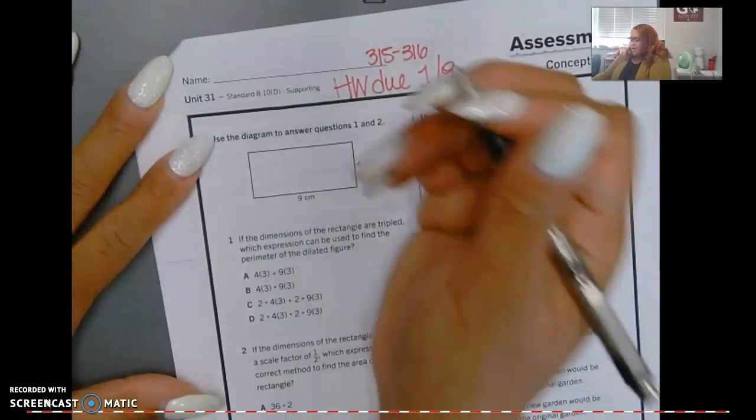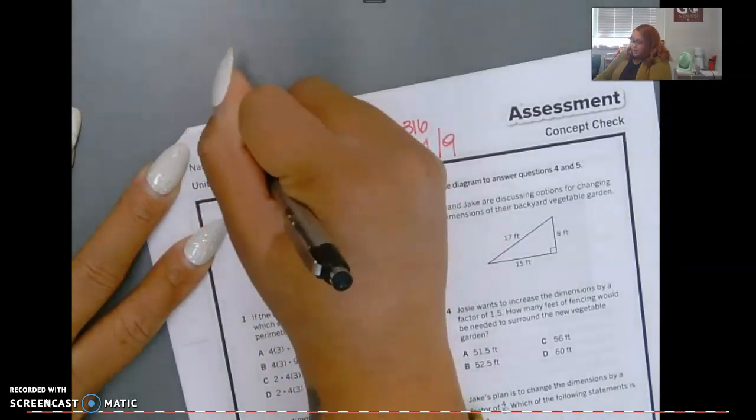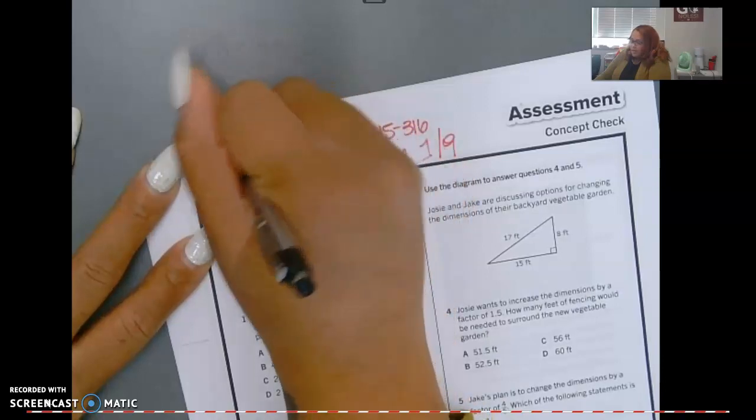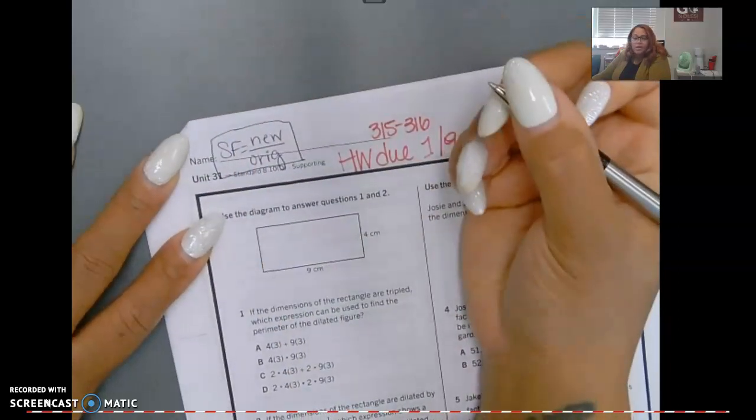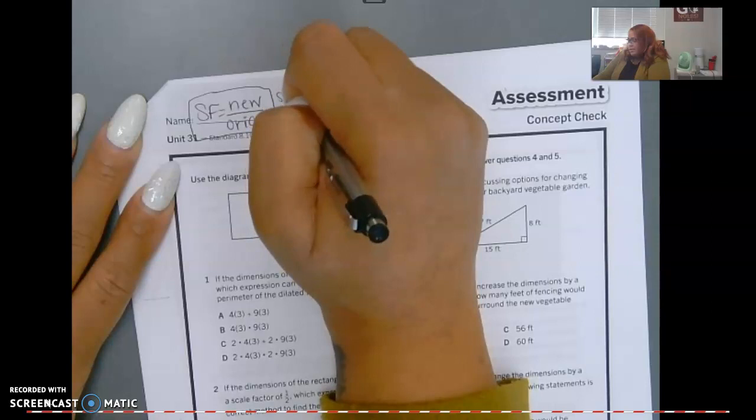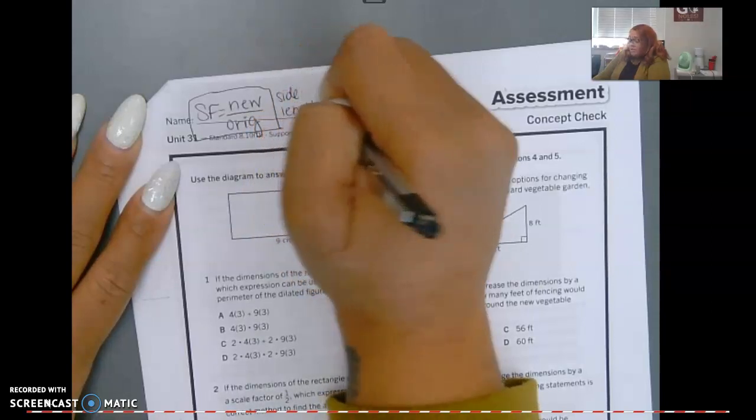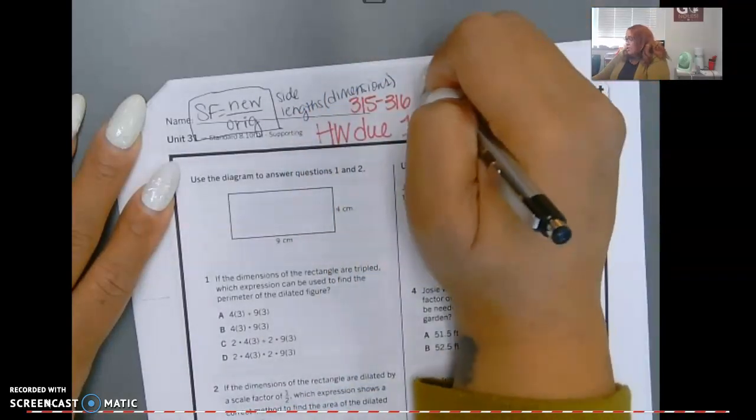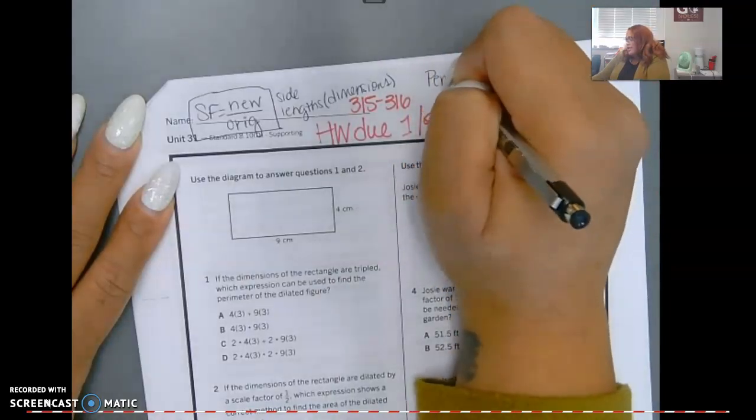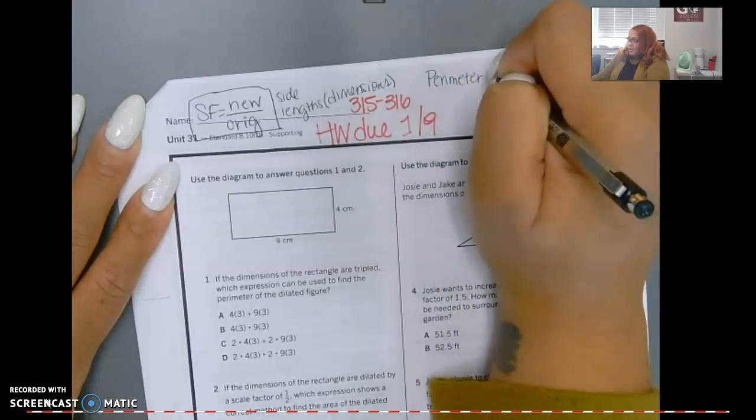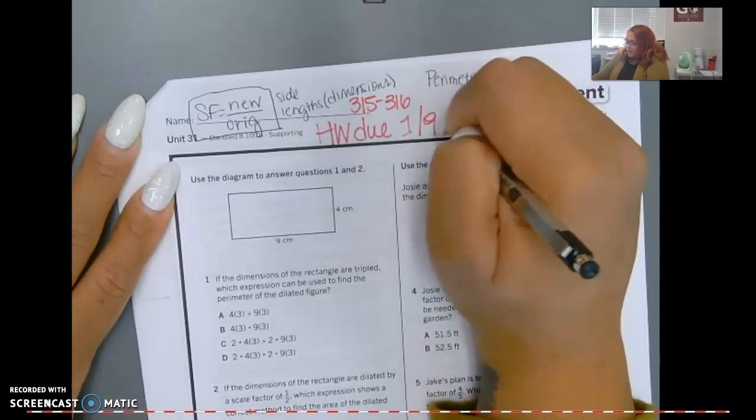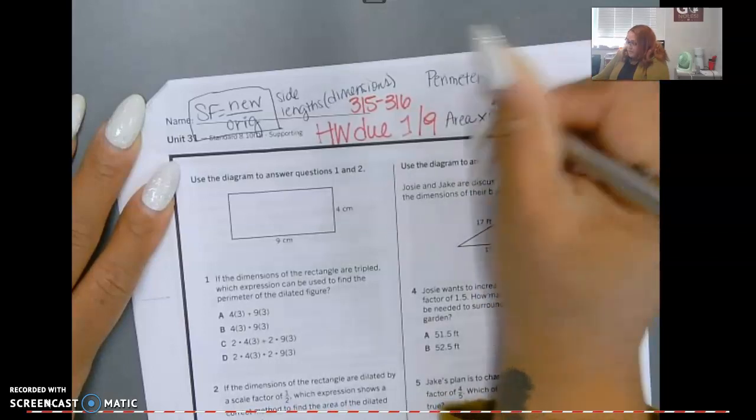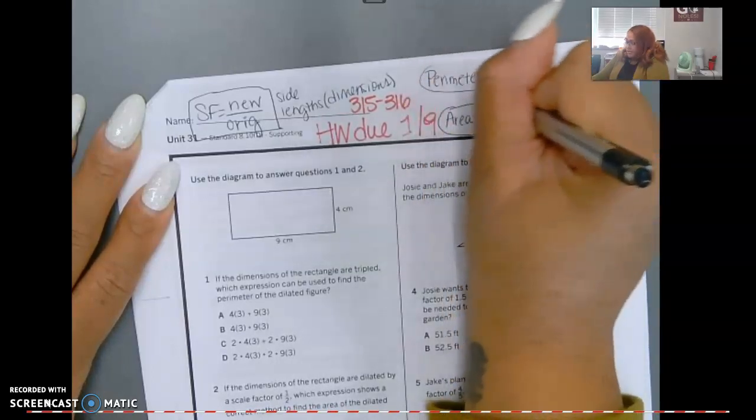So first question, let's make note of our scale factor real quick. It is calculated as new side length divided by original side length. This only applies to side measures, not area and not perimeter. Side lengths or dimensions. Also, if you're dealing with a dilated figure, the perimeter will be multiplied by the scale factor, and the area of a new shape will be multiplied by the scale factor squared. So make note of that.